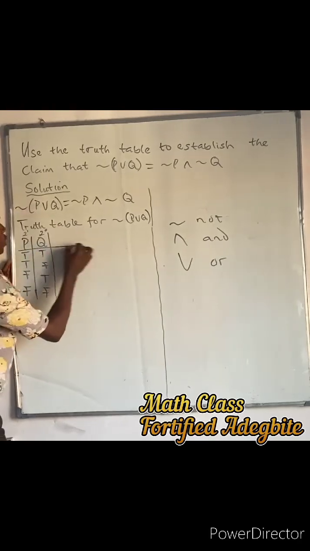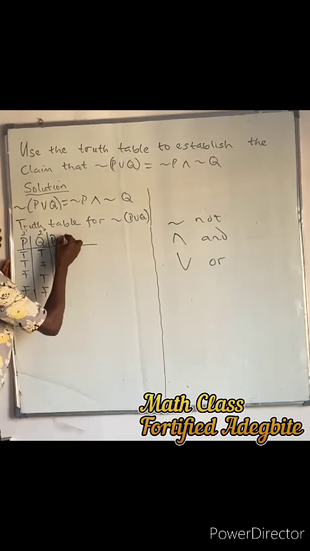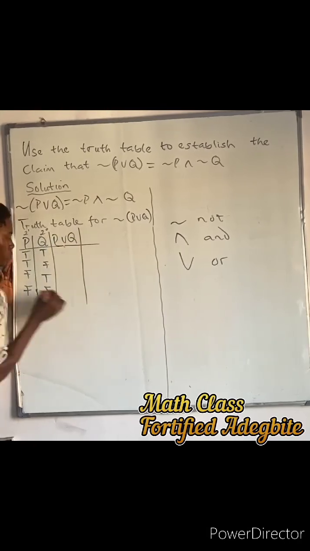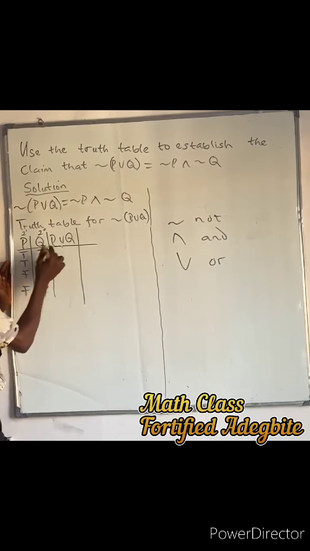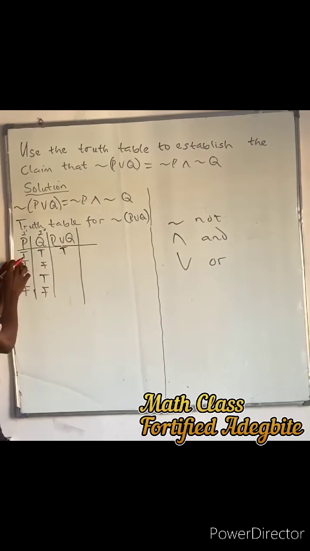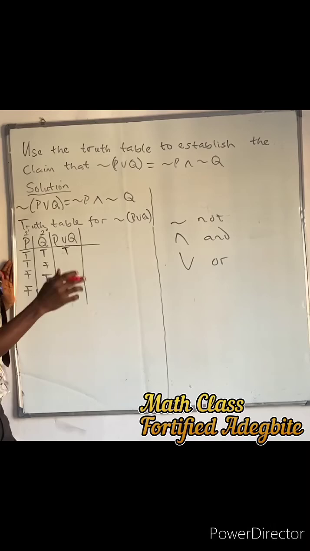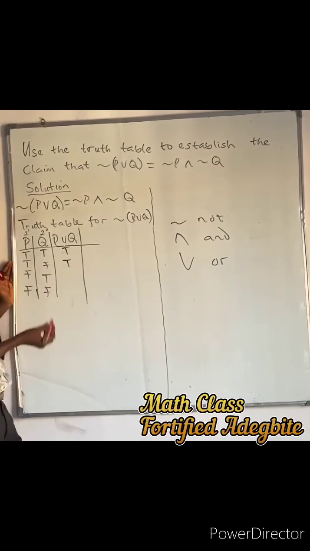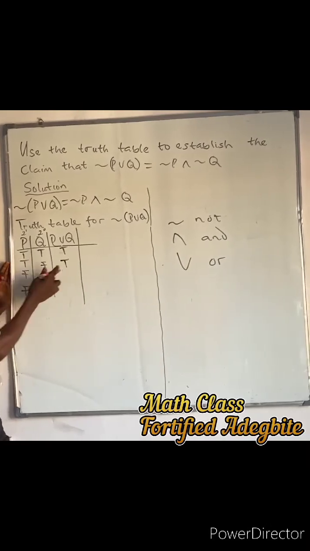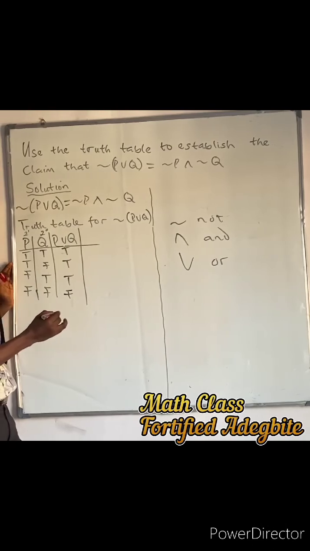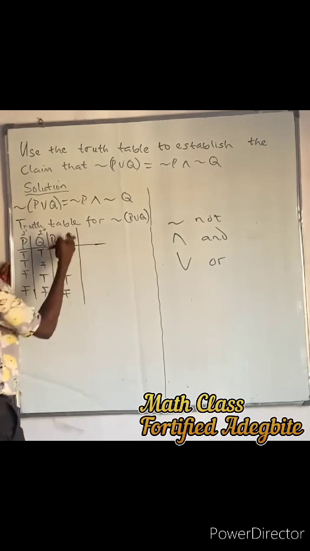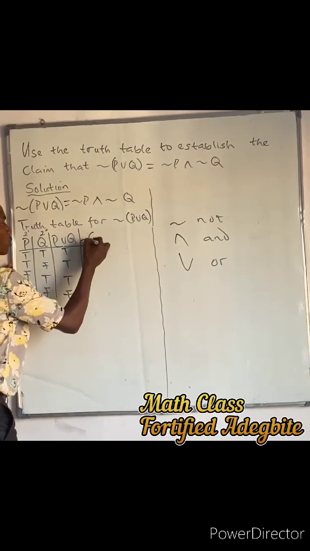Now, what do we have next? We have P or Q. Truth or truth will give us what? Truth. Then truth or false, just like when you have 1 plus 0, which gives us 1, which is truth. 0 plus 1, false or truth, gives us truth. Then false or false, 0 plus 0, gives us false.